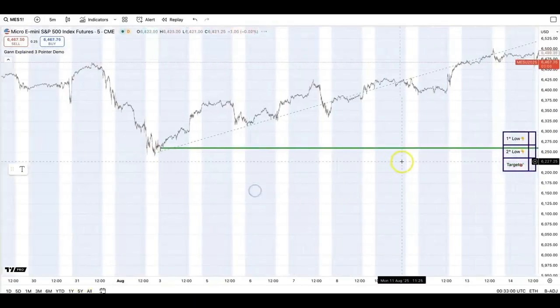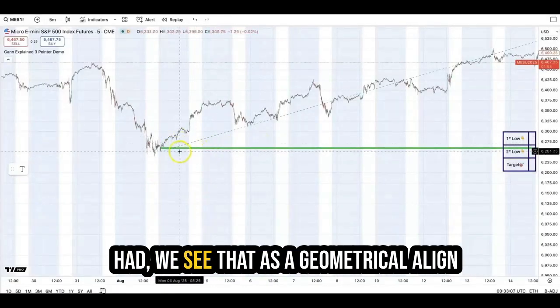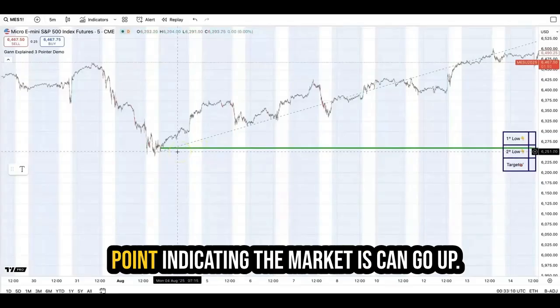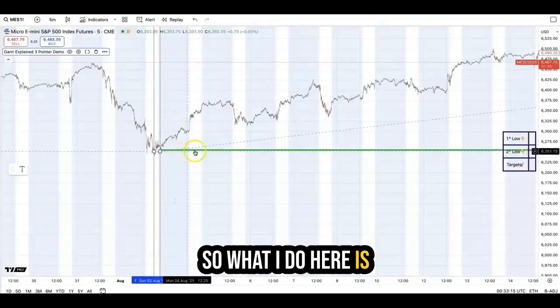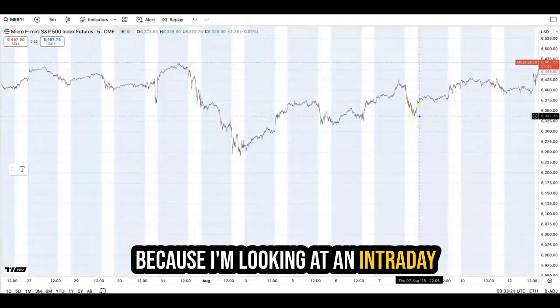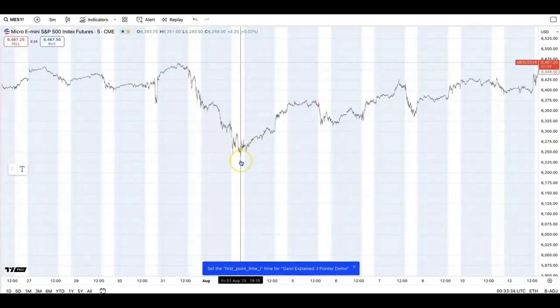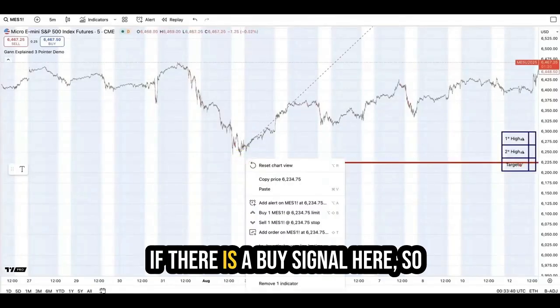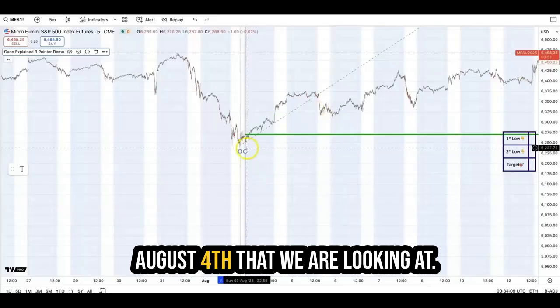August 4th here. So on a 30-minute chart, we see there's a geometrically aligned point indicating the market can go up. So what I do here is, because I'm looking at an intraday opportunity, I am looking at if there is a buy signal here. So August 4th is what we're looking at.